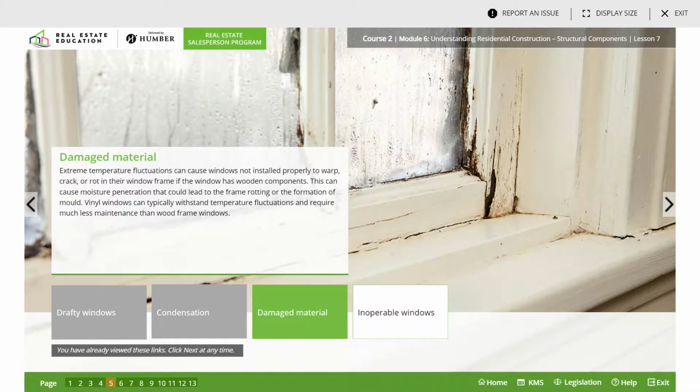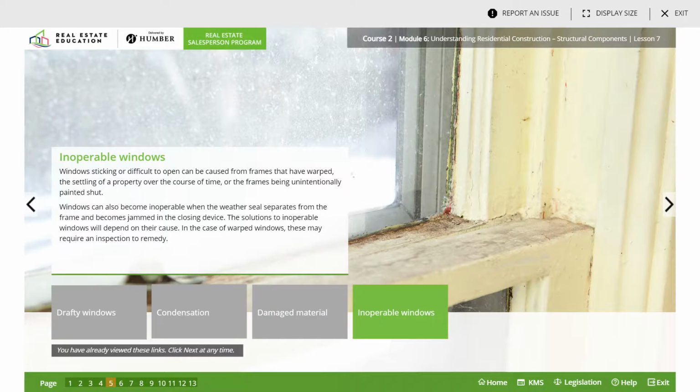Damaged materials. Extreme temperature fluctuations can cause windows not installed properly to warp, crack, or rot in their window frame. If the window has wooden components, this can cause moisture penetration that could lead to the frame rotting or formation of mold.